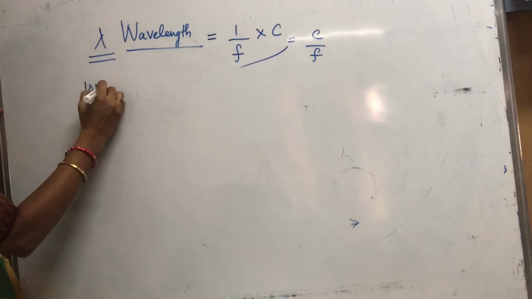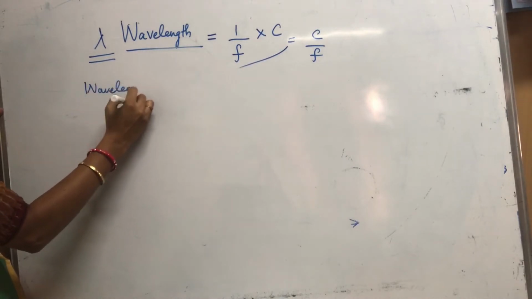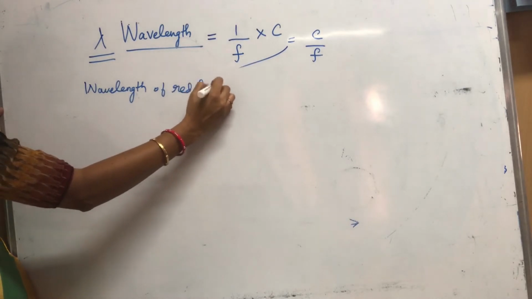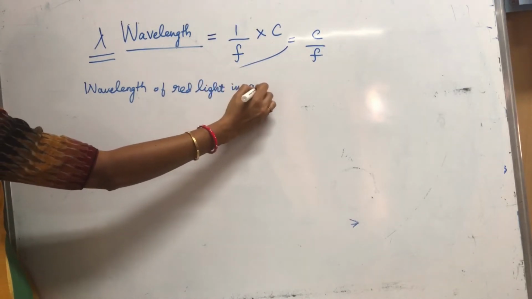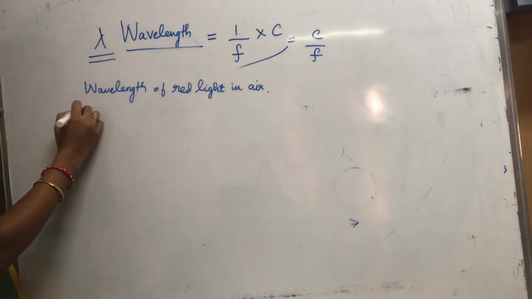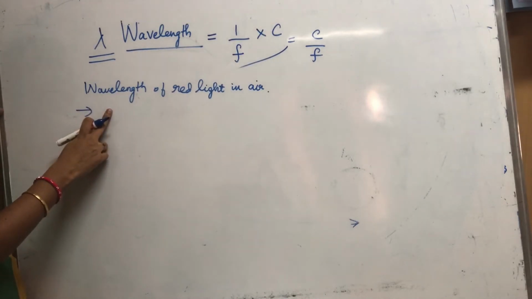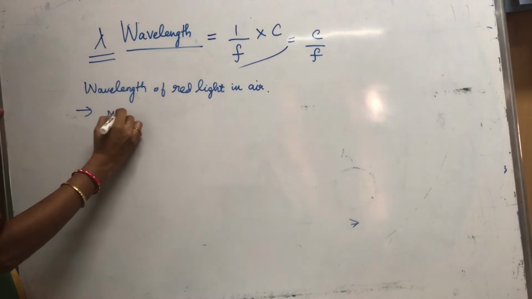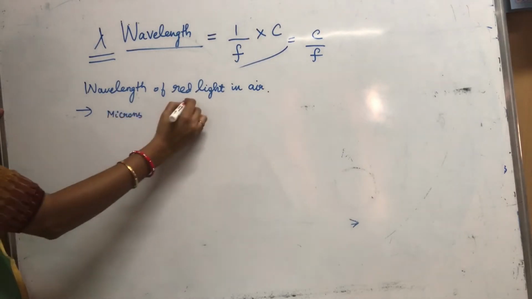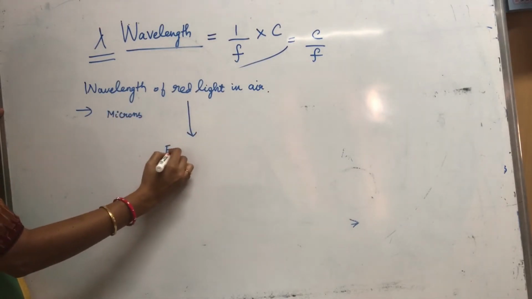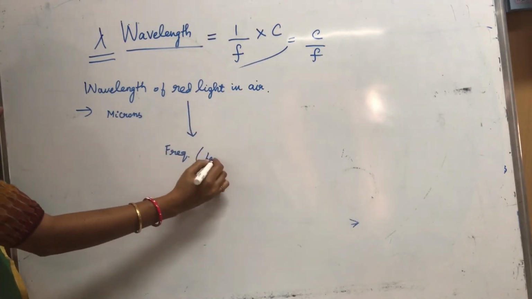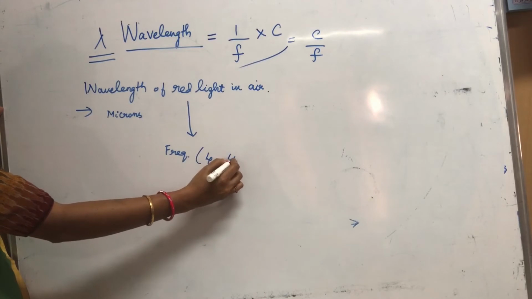For example, suppose we have to find the wavelength of red light in air. Wavelength is usually measured in microns. The frequency of this red light is 4 into 10 to the power of 14.